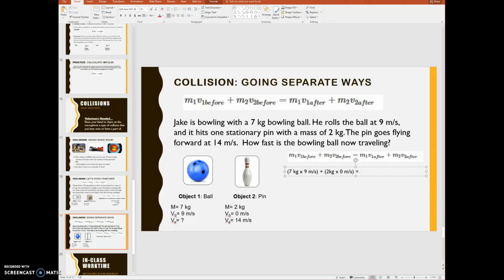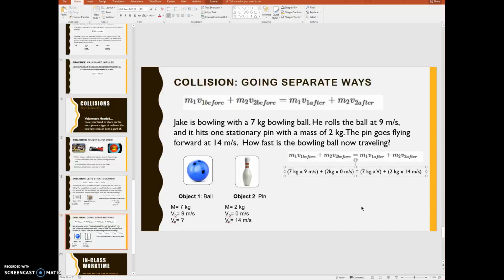So I can take a look now and see that the ball afterwards has the same mass, of course, 7 kilograms, and that is going to be multiplied times the velocity afterwards. That's what we don't know. So we're going to keep filling in the information that we know about these objects and then solve these all together.